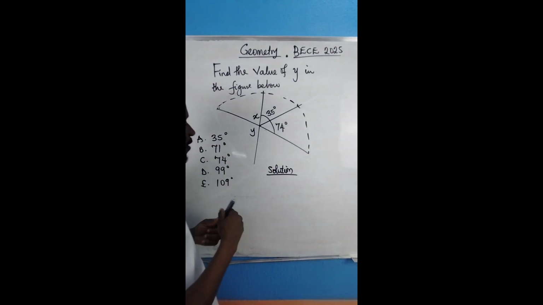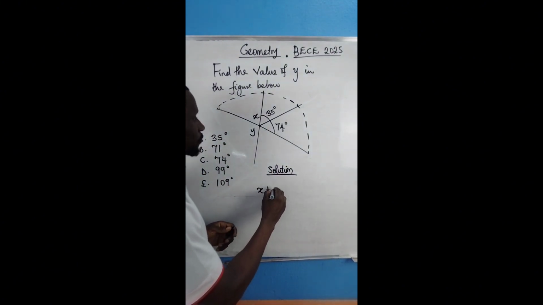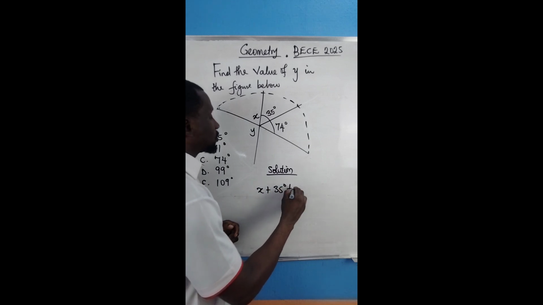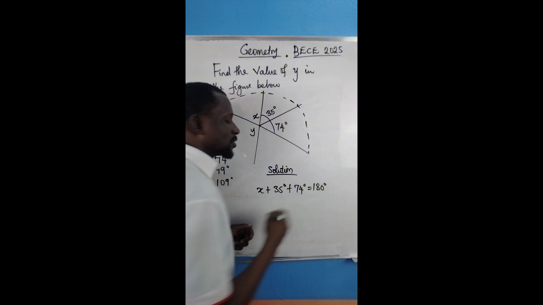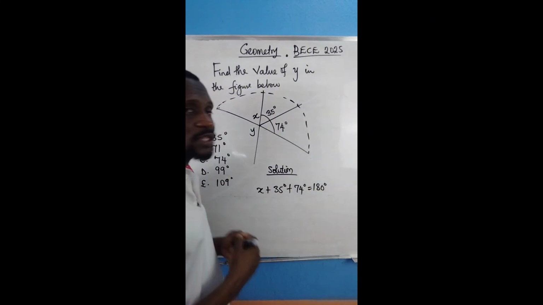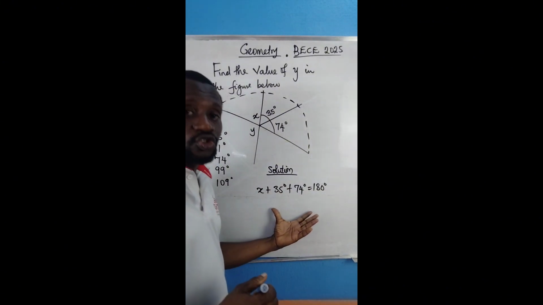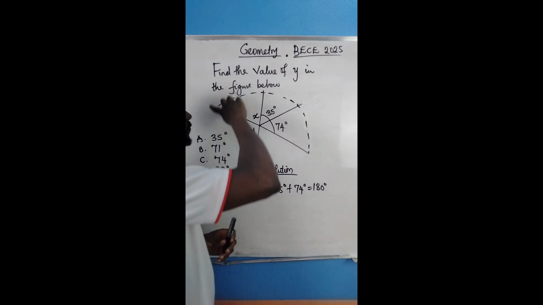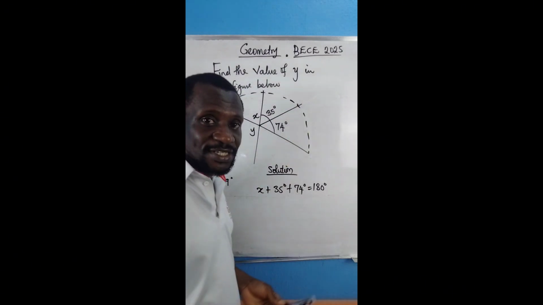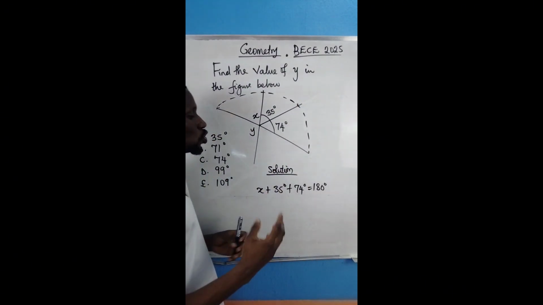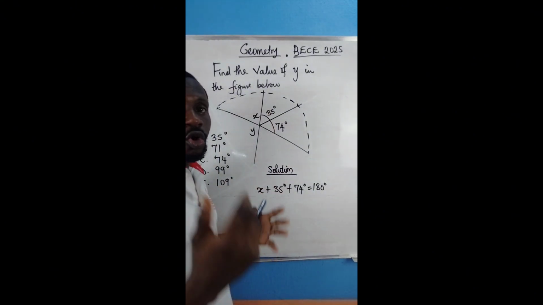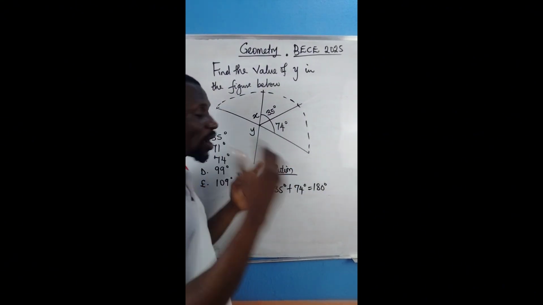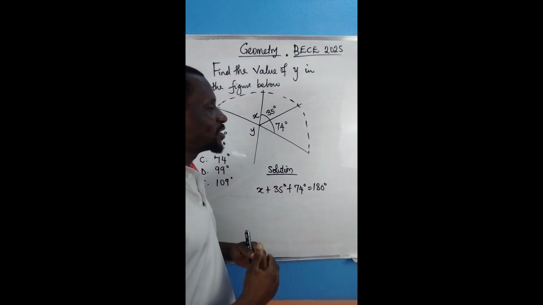So in that case, we'll have x plus 35 degrees plus 74 degrees, which is equal to 180 degrees. Okay? Sum of angles on a straight line. But the sum of angles of a circle is 360 degrees. Of course, the two semicircles will give you one full circle, which is 180 plus 180, 360 degrees.